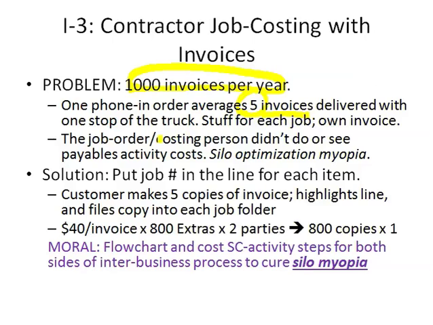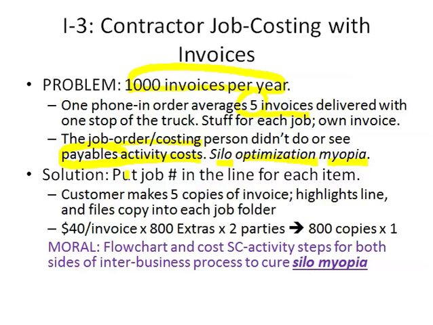Obviously, the guy who's doing the ordering and the costing is not talking to the people in the payables department who have to deal with all the paperwork costs. So this is a case of silo. He's in his own little silo, optimizing what he wants, and he's not seeing the bigger picture. He's myopic.